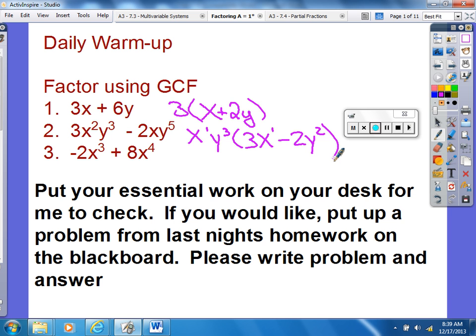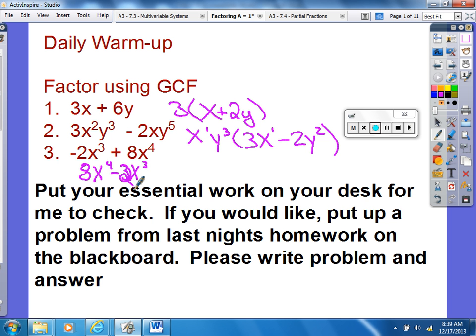Ooh, I don't like number 3. Why don't I like number 3? Yeah, my highest exponent is last. I don't like that. So I'm going to put it in what's called standard form, highest exponent to the lowest exponent. So 8x to the 4th minus 2x cubed.